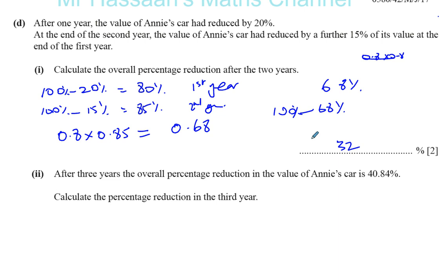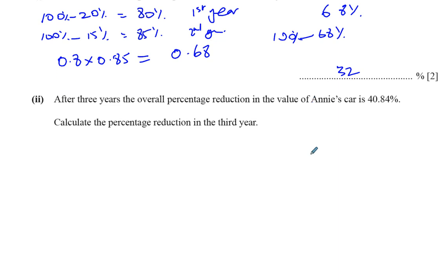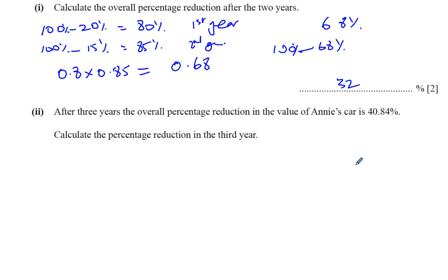Okay, that's part 1. Now part 2 says after 3 years, the overall percentage reduction in the value of Annie's car is 40.84%. So calculate the percentage reduction in the third year. Okay, so we know that the first year it's 0.8, and the second year 0.85. That's at the end of the first year, it's 80% of its original value because it went down by 20%. And then at the end of the second year, it went down by a further 15%.